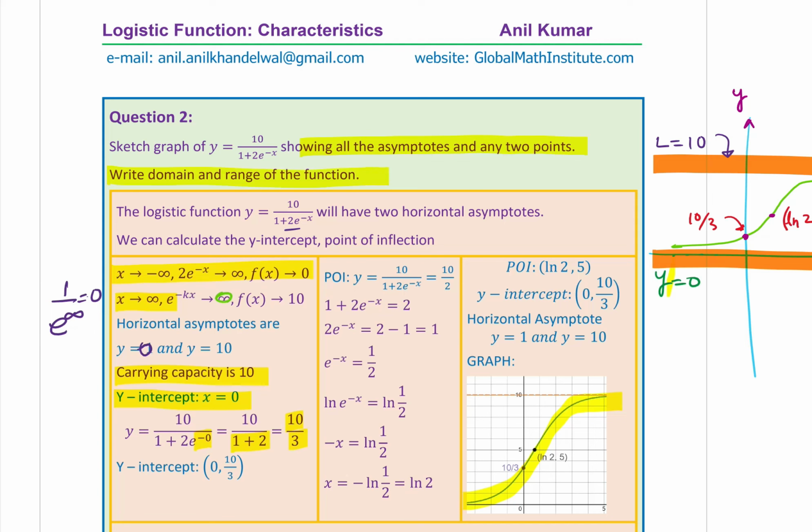Now, you need to write the domain and the range. So domain of this function is all real numbers, no restrictions at all. Range of the function is that the y value is between 0 and 10. Is that clear to you?